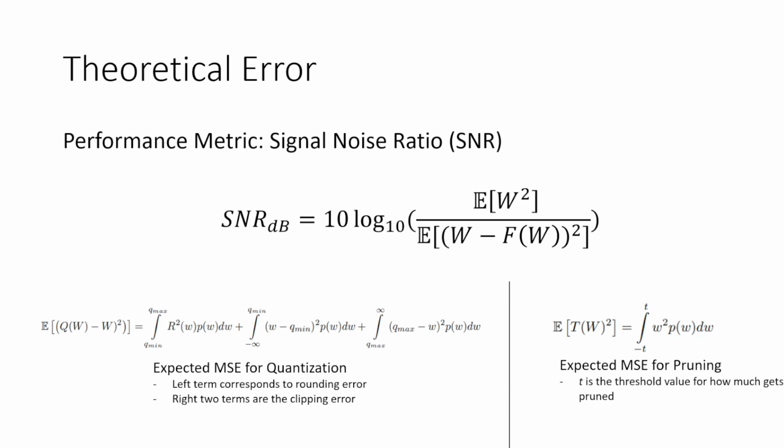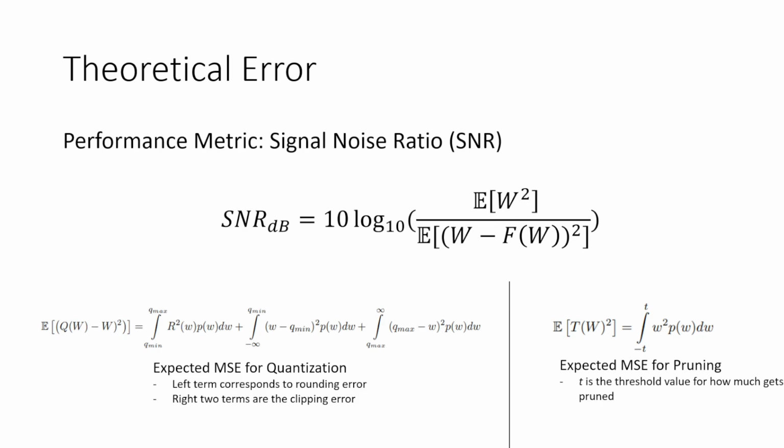So the expected MSE, or mean squared error, for quantization is defined by this large sum of integrals. The left term here corresponds to the rounding error, while the right two terms correspond to the clipping error. This is pretty standard. One thing I would like to point out is that because this is an analytical or theoretical approach, you can get pretty close and accurate results without actually having to run any experiments. And we'll see that the experiments reflect what we would expect, and we'll talk about that in a little bit here.